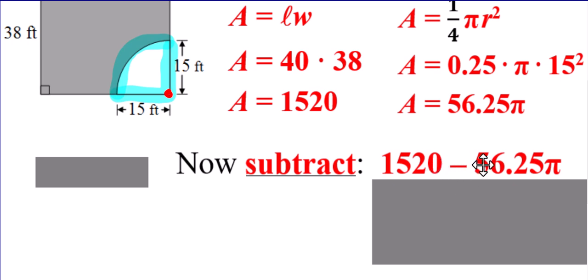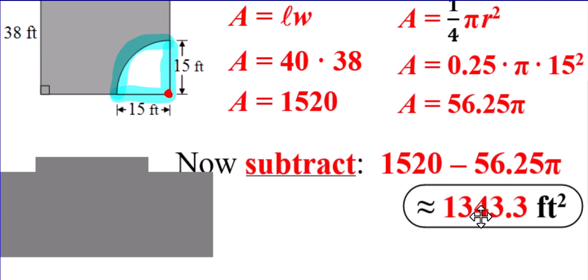Go ahead and enter this into your calculator. Don't forget to hit times pi. And you will get 1,343.3 square feet if you round to the nearest tenth.